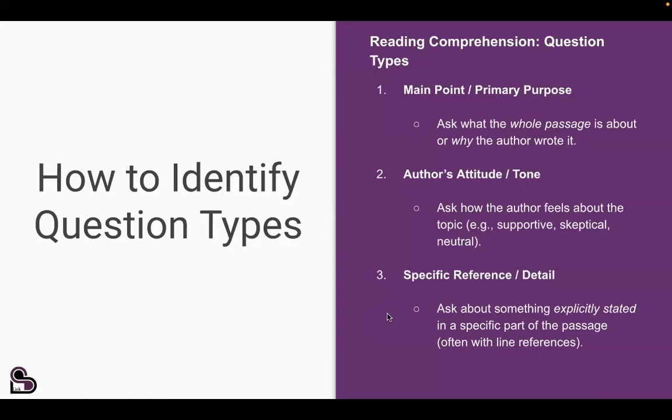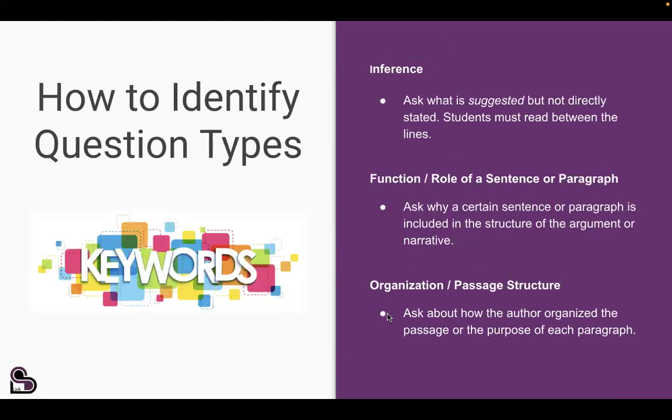The main point or primary purpose is one type. It asks what the whole passage is about or why the author wrote it. The author's attitude or tone asks how the author feels about the topic. Are they supportive? Are they skeptical or neutral on it? Specific reference details ask something explicitly stated in a specific part of the passage, often with line references.